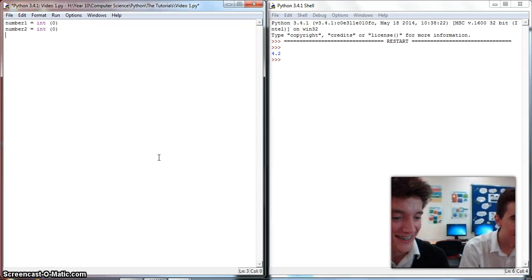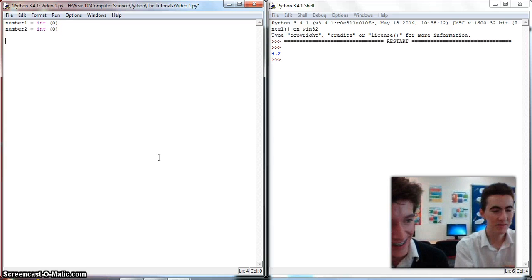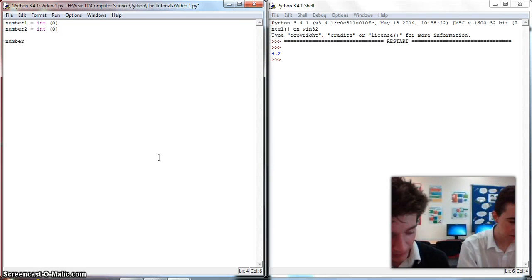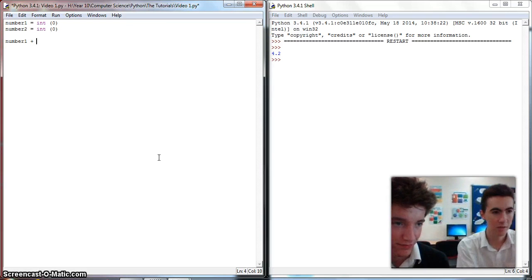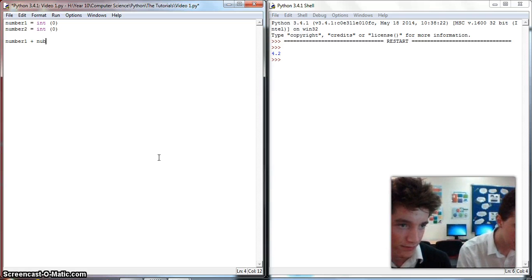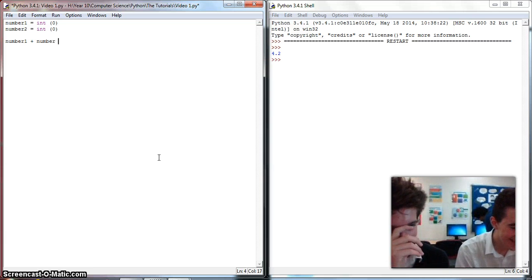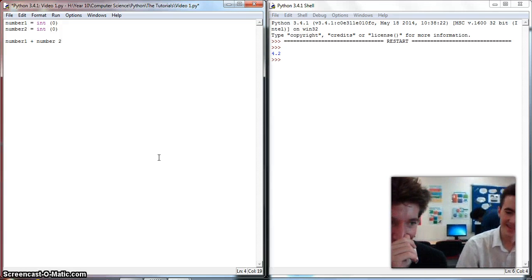It's been 3 minutes and 30 seconds. So to add them together, you type in number 1, then you get out a neat little plus sign. That's a shift equals at the top of the keyboard. Number 2. Hang on a second. We need a number 3.